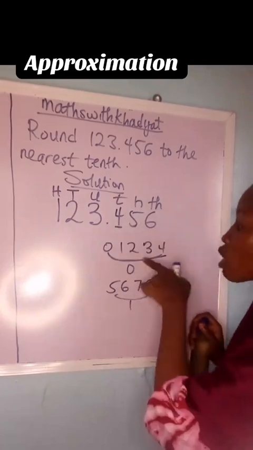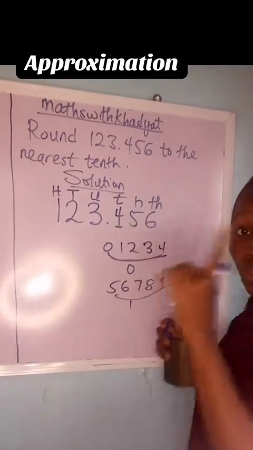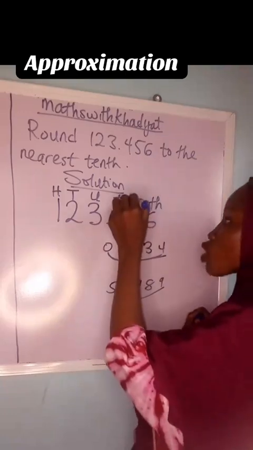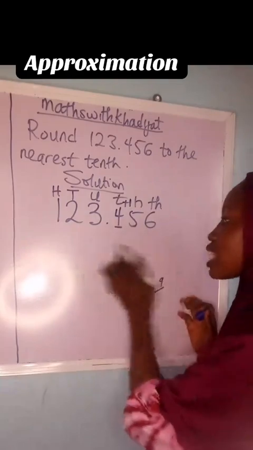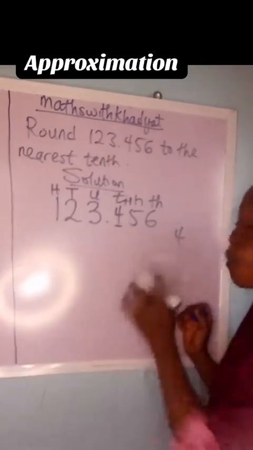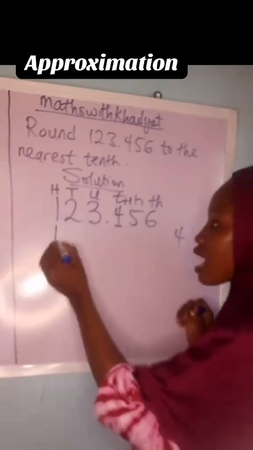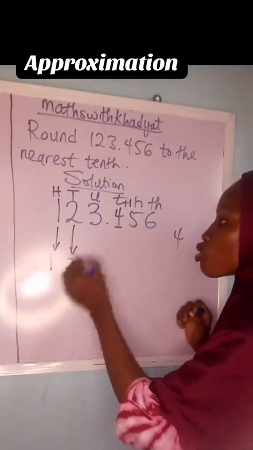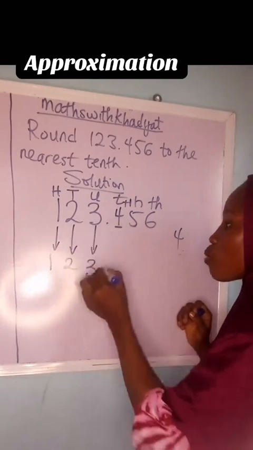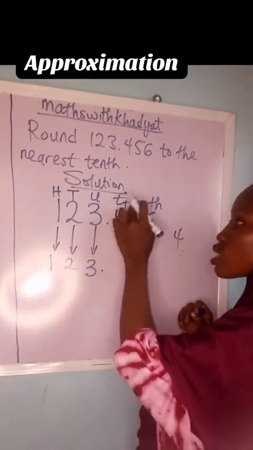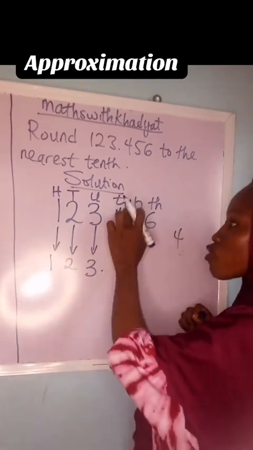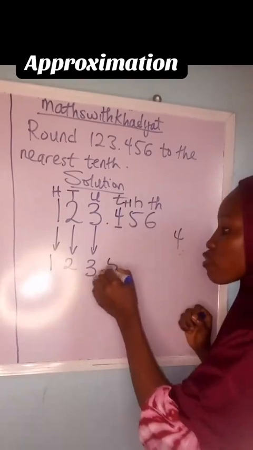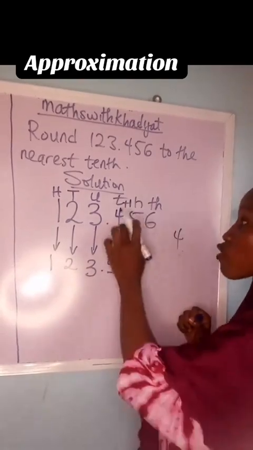Which number follows our target, the tenth? It is 5. So do we round it down to 0 or do we round it up to 1? We round it up to 1, right? Now that we've rounded it up to 1, we will be adding that 1 to our target. Our target is 4. So now let's go back and rewrite this: 123.4 plus the 1. What is 4 plus 1? 5, isn't it? 4 plus 1 is 5.